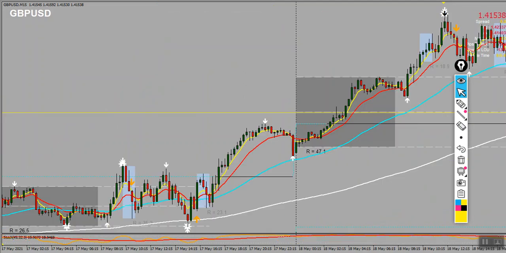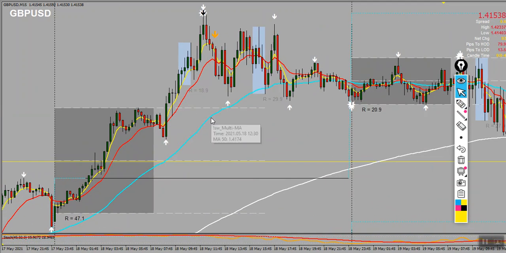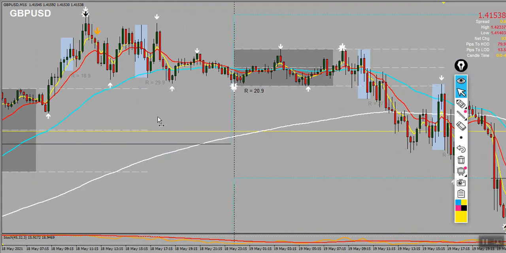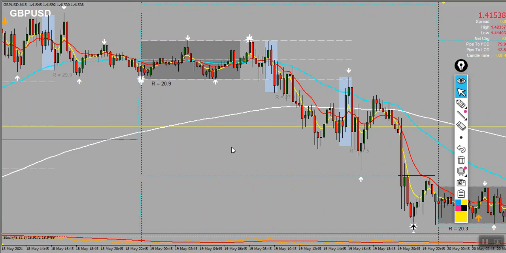Moving on to our last pair, which is GU, right? This was just a short setup. Entry point, exit point was quickly given. There was not much movement there.